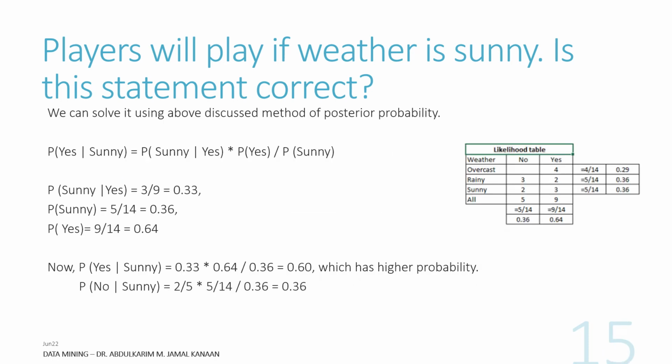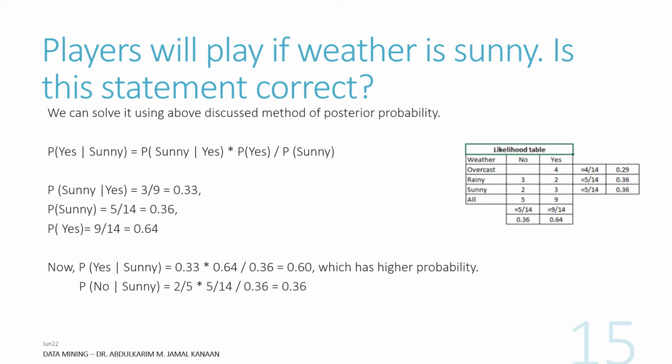Now we come to finding the posterior probability. In other words, you are going to find whether the football players are going to play in such sunny weather or not. So what you need to do is find two values. What is the probability that the players are going to play given the weather is sunny, and what is the probability the players are not going to play given the weather is sunny? And then you find out which probability is higher.